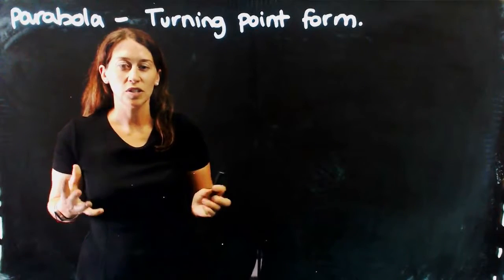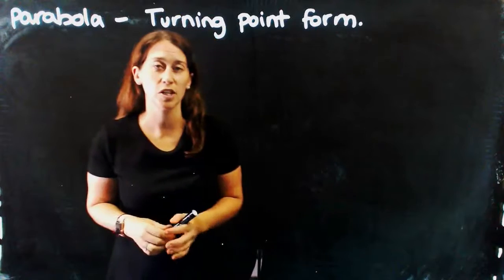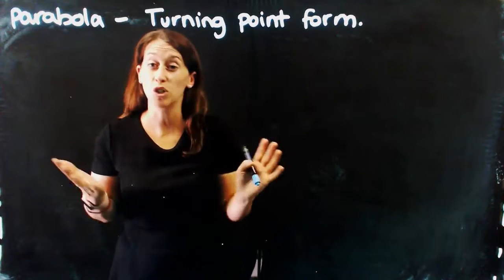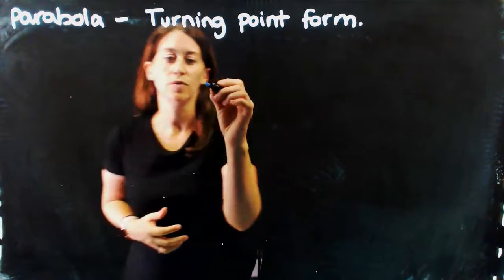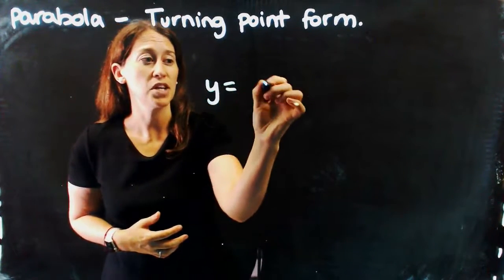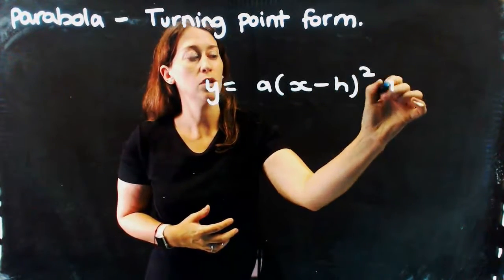In this video I'm going to look at a combination of transformations for the parabola, and in particular I'm going to show you turning point form, which you may or may not be familiar with. So I'm just going to draw the general equation for a parabola in turning point form. Now a, h and k are all constant values.